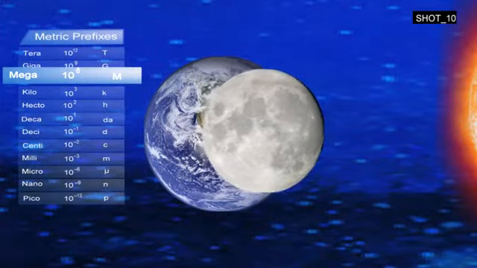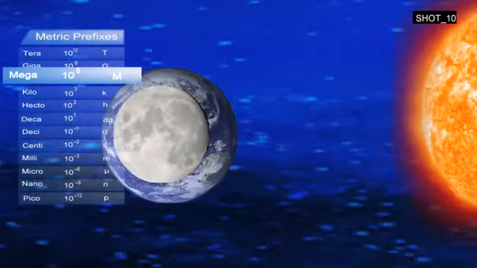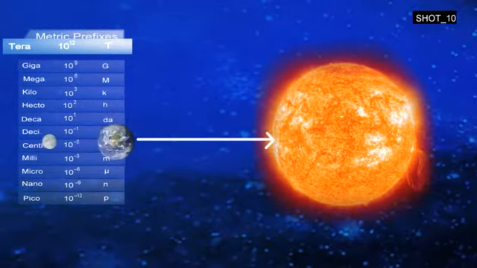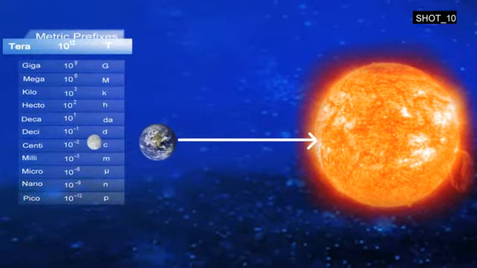A megameter is about a third the diameter of the moon, a gigameter is about the size of the sun, and a terameter is about 7 times the distance from the Earth to the sun.